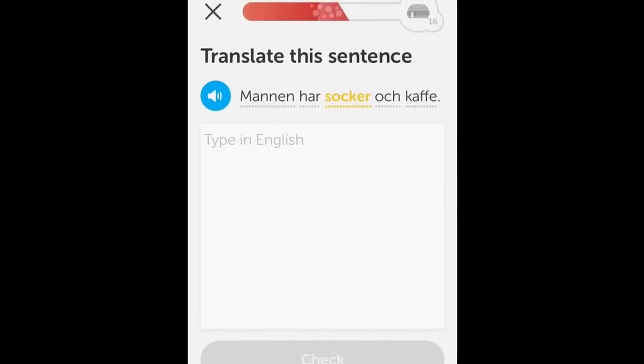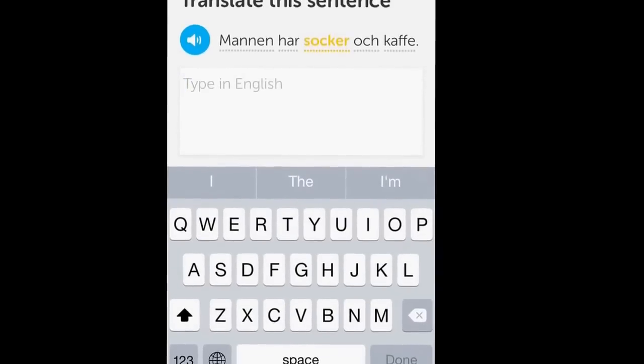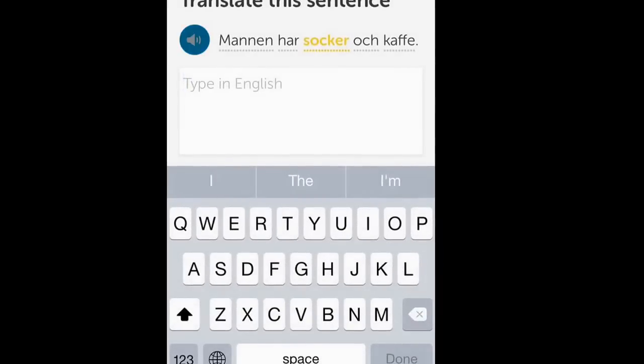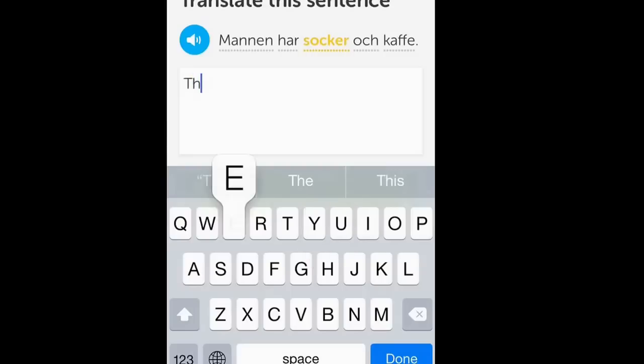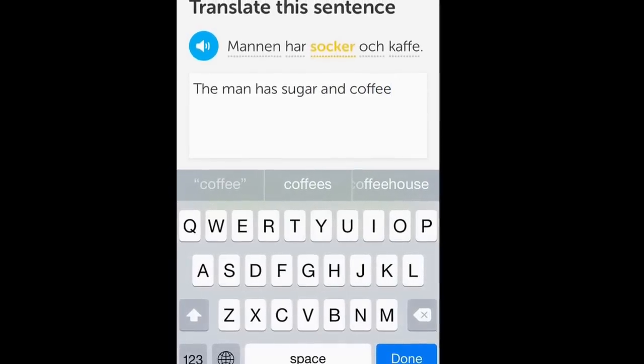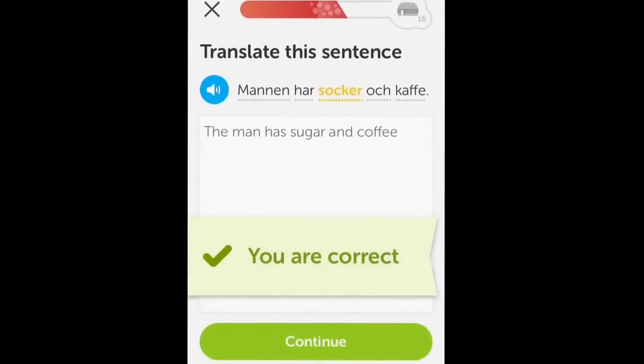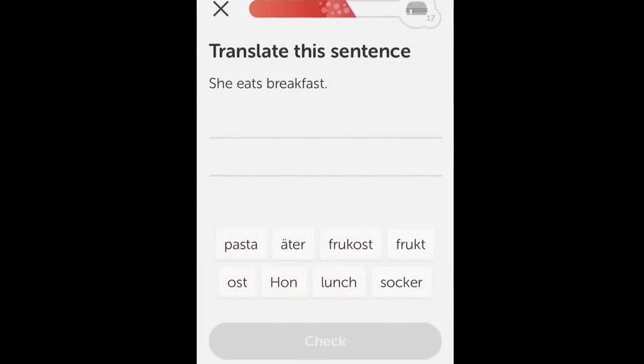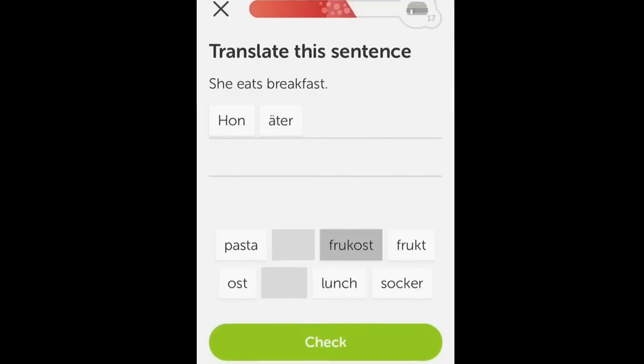Mannen har socker och kaffe. Okay, I had to translate this sentence. You can always go back and listen again. Mannen har socker och kaffe. So this says the man has sugar and coffee. Am I right? The man has sugar and coffee. Okay. She eats breakfast. Hon äter frukost.